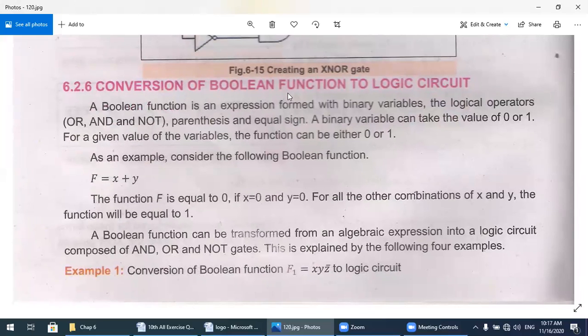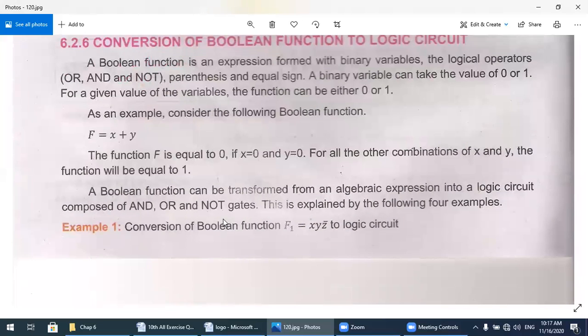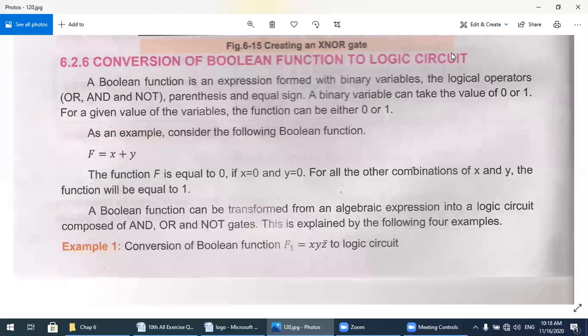Conversion of the Boolean function to a logic circuit. Now, in the equations, they give you a simple equation and ask you to convert it into a logic circuit. As you are now aware of the AND gate, OR gate, and NOR gate, you can easily convert it with the help of these gates. You can easily make the logic circuits.